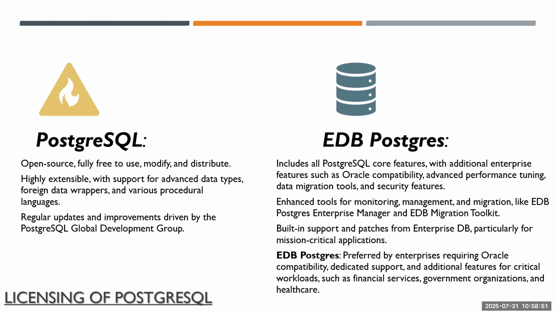What is Postgres? I told you, we discussed, right? It's open source, fully free to use. You can modify and you can distribute. It is highly extensible with support for advanced data types, foreign keys, data wrappers, various procedural languages. It will store different types of languages like C, you can store C++ also. There is one website, sir, let me pull that website. Maybe tomorrow I will try to pull what languages Postgres supports. It will support JSON, the C language, C++, Java, many languages, and procedural languages.